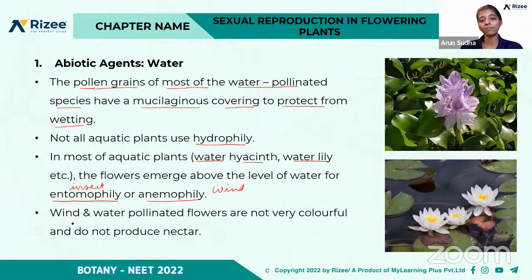Okay, so what are the special features of wind and water pollinated plants? They are not colorful and they do not produce nectar. So each and every type of pollen has a specific feature, right? Here the wind and water pollinated flowers are not colorful because they need not attract any insect or animal, and they do not produce any nectar. Okay, so these are the special features of the pollen produced by the water pollinated flowers.